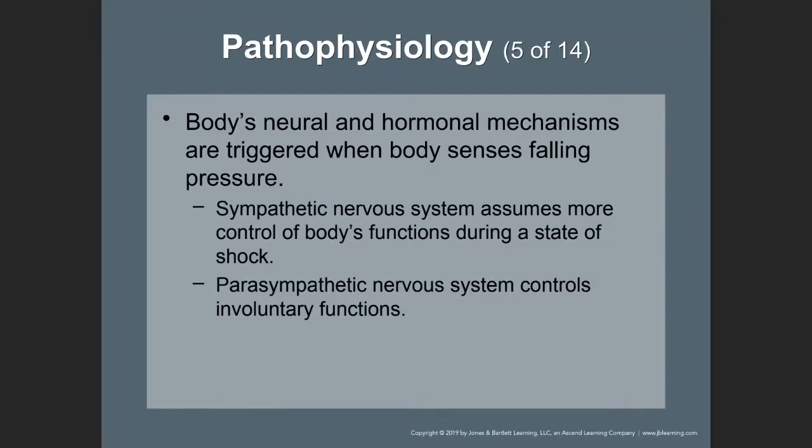The body's neural or hormonal mechanisms are triggered when the body senses a falling blood pressure. And the first place in the body that low blood pressure is detected is the kidney. So that's the first place that the body is going to realize that the pressure is not sufficient in that area. When this occurs, the sympathetic nervous system assumes more control of the body's function during a state of shock. The parasympathetic nervous system controls involuntary functions.